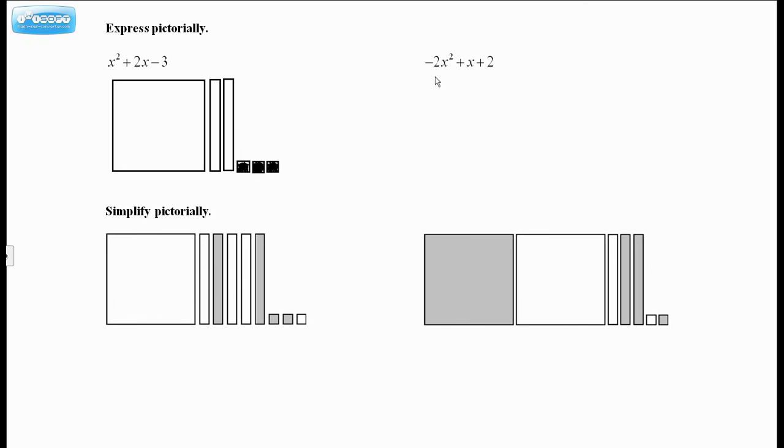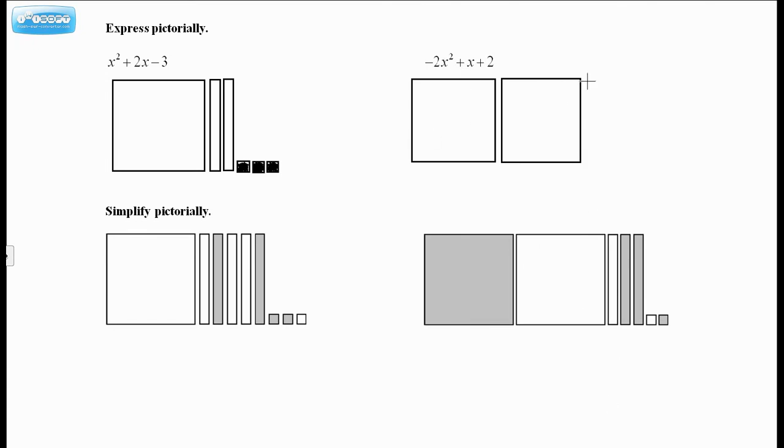Next example, negative 2x squared plus x plus 2. So I need to draw two x squared tiles, okay, but I have to shade them in because they're negative. So I'll get my square back. There we are. So something like that. Not good enough. I'll do the coloring later.